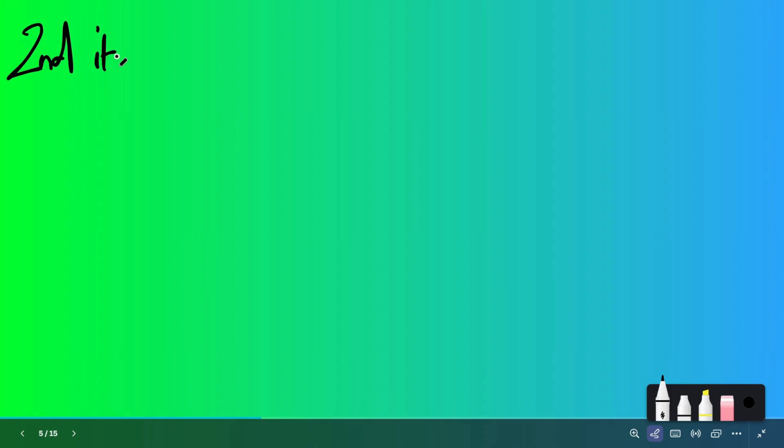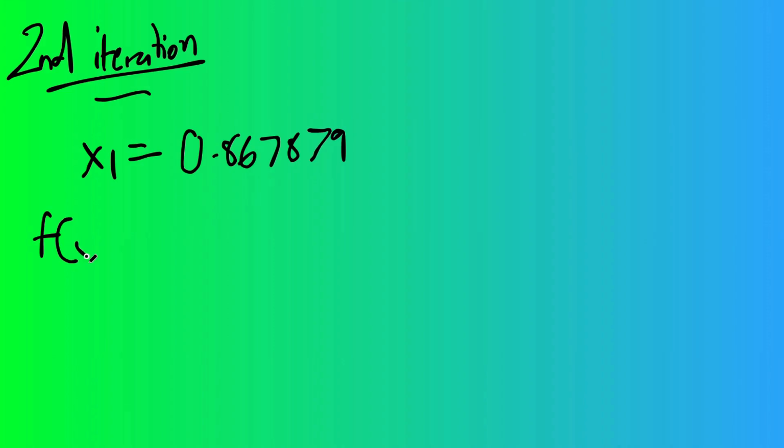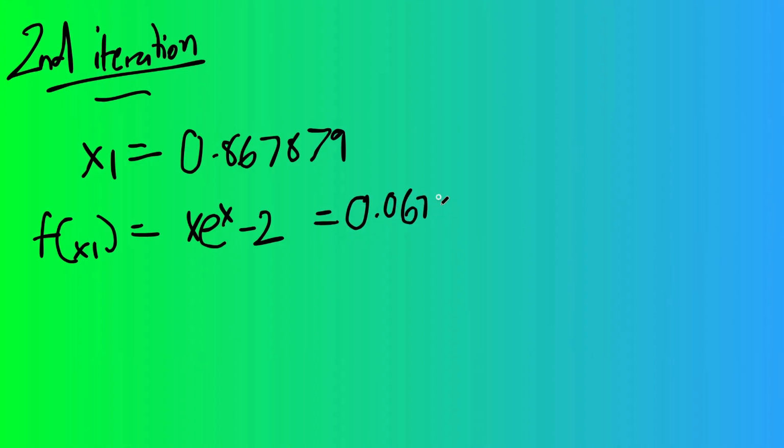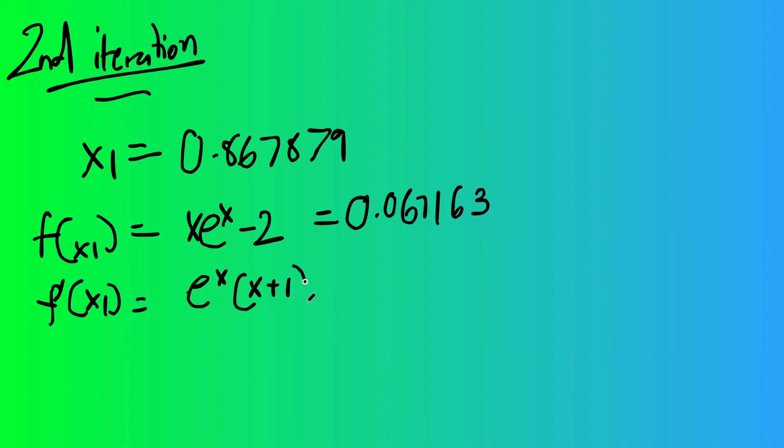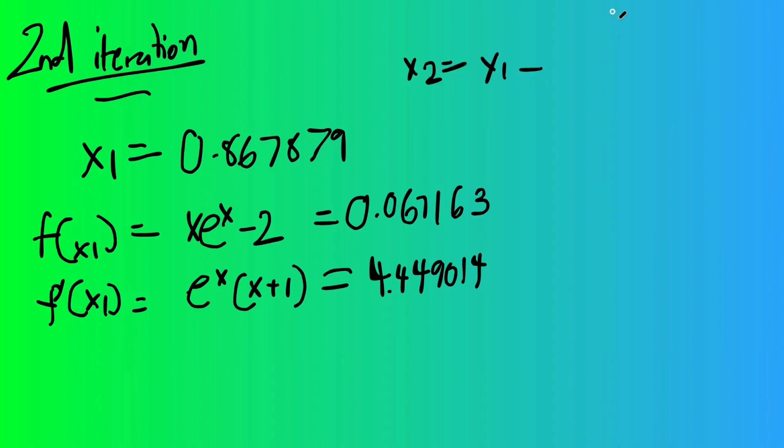For the second iteration, x1 equal to 0.867879. For f(x1), x e^x minus 2 equals 0.067163. And f'(x1), e^x times (x plus 1), equals 4.449014. So x2 equals x1 minus f(x1) divided by f'(x1).